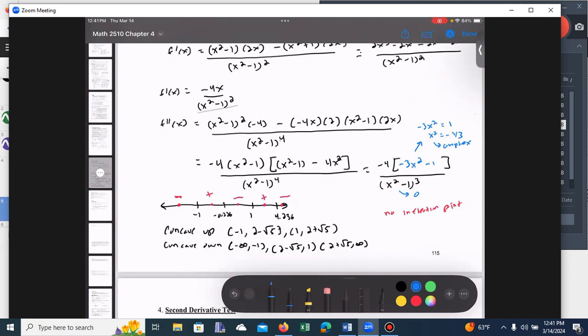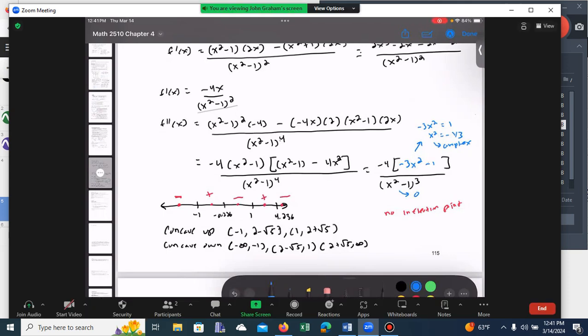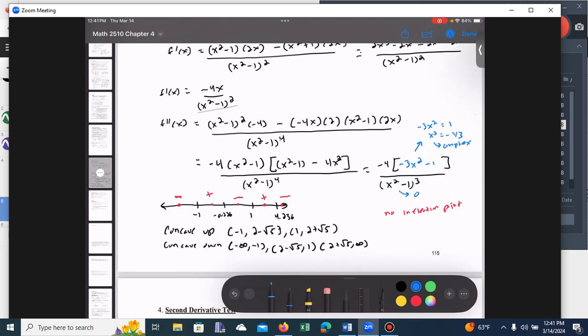What happened was I just didn't realize there were two x's here, and so I didn't have an x squared, I have 4x. Okay, but with that being an x squared, this becomes a negative 3x squared minus 1 on the inside. And if you set that equal to 0, you get complex answers. So the 2 plus square root of 5 and the 2 minus square root of 5 were not correct. And so that means that you're concave up in different places. You're concave down in different places.